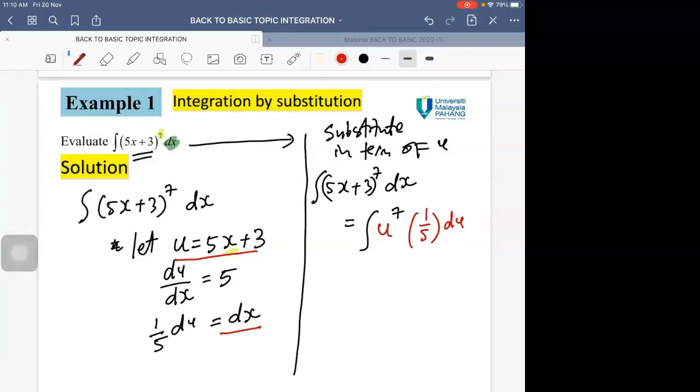Alright? So from here, to simplify, I can factorize this out. So I have 1 over 5. So I just need to integrate u power 7 du. Integrate u power 7. What do you get? What do you get from integrating u power 7?